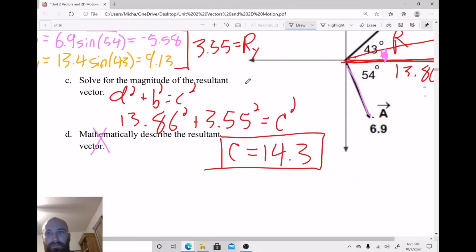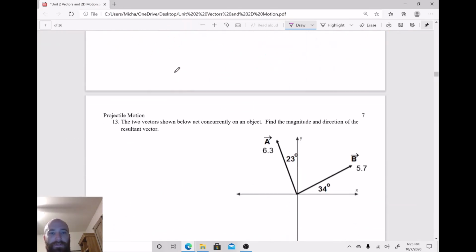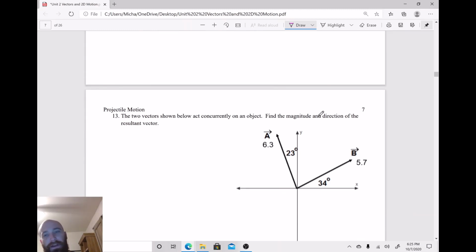Okay, here's what we're going to do. Let's have you try one on your own where we just totally take the training wheels off. So for 13, just add the 2. And again, let's skip the direction here. I would like you to find the magnitude of the resultant vector. Pause this, try it on your own. I'm going to go over it in a second.